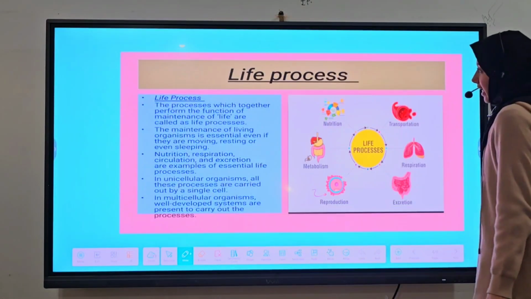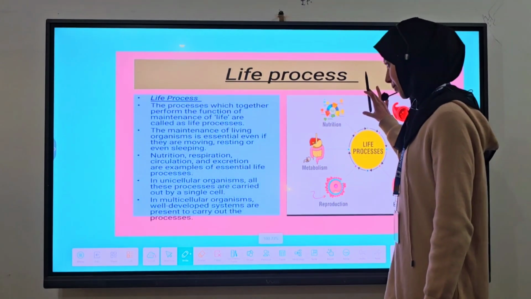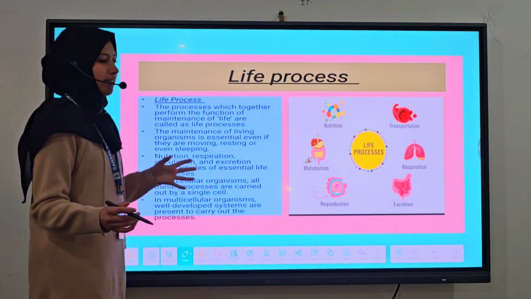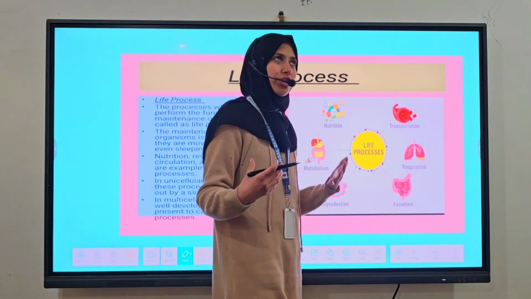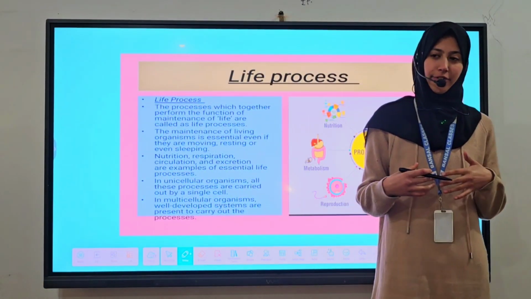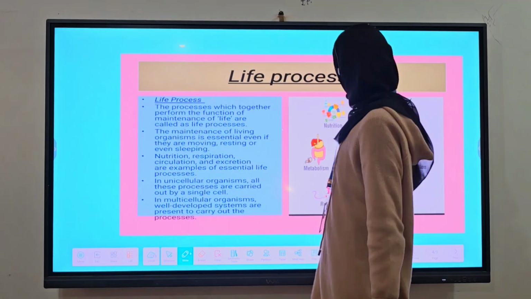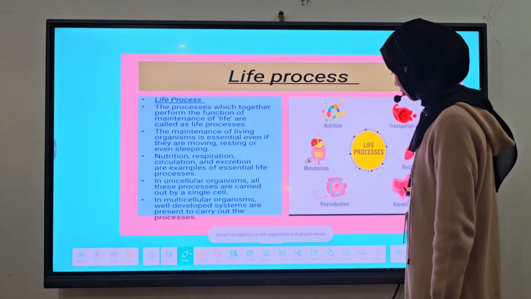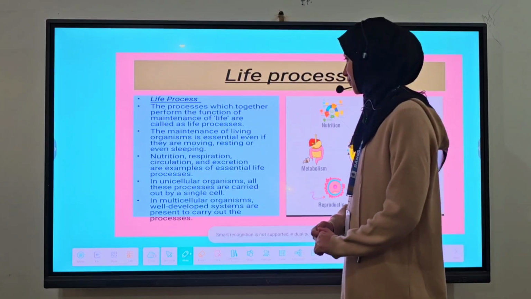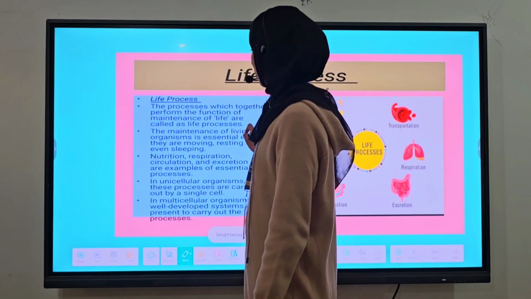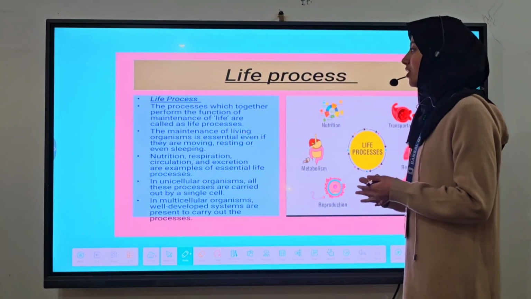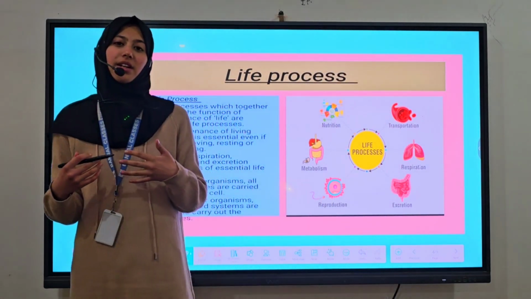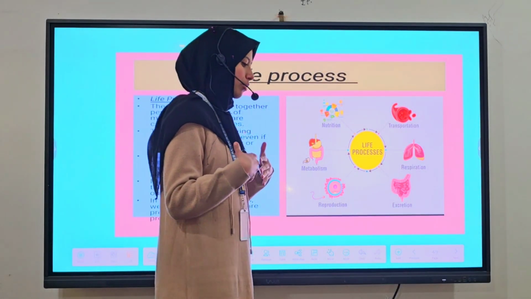Coming to our next slide, where we'll be discussing life processes. So what actually is a life process? Life processes are the processes which help to maintain our life. Like we have nutrition, transportation, respiration, excretion, reproduction, and metabolism. The maintenance of a living organism is essential. So life processes are the processes which together help us maintain our life, and they all go on inside our body.